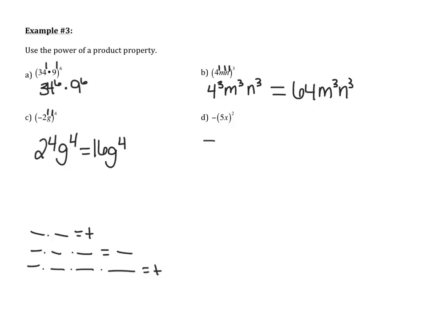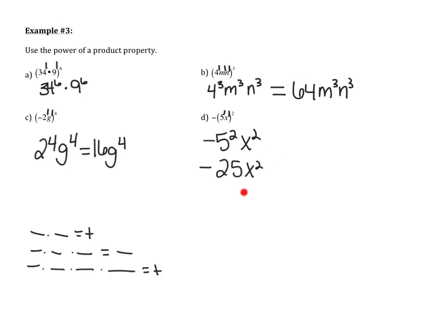So once again, there's technically 1s on the 5 and the x. So that would turn into 5 squared x squared. Again, it is only the 5 that's squared, so this negative sign is going to stay where it's at. So it'd end up being negative 25x squared. The only time you're going to square that negative is if the negative 5 was in parentheses. But again, the 5 is the only number that's being squared, not the negative sign. So it ended up being negative 25x squared.